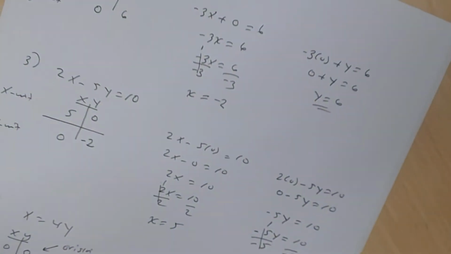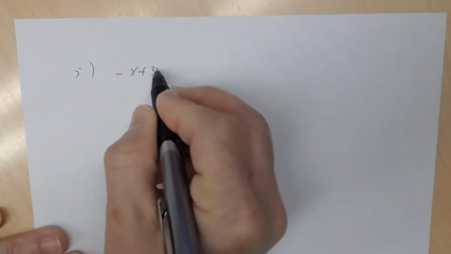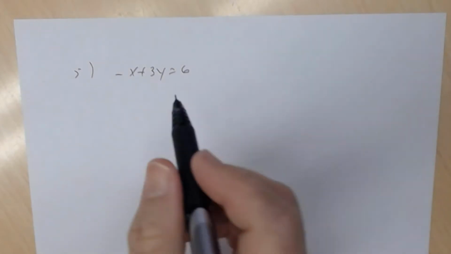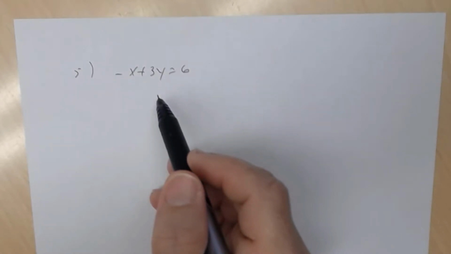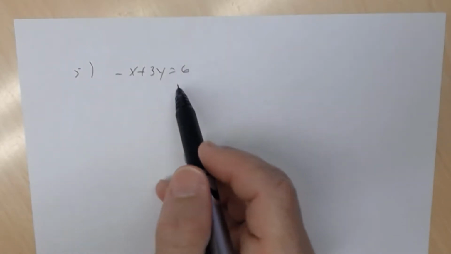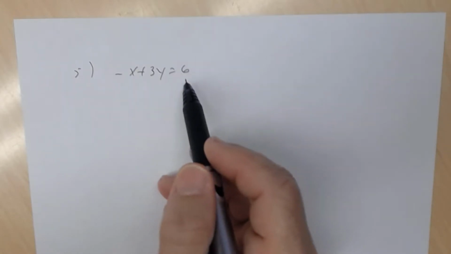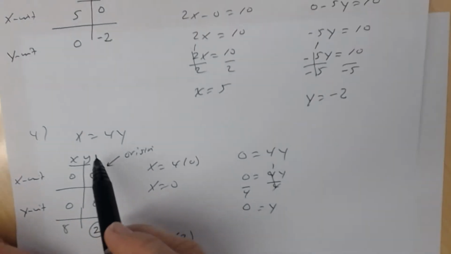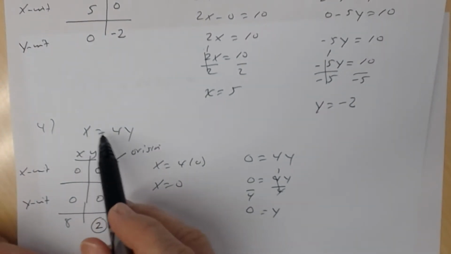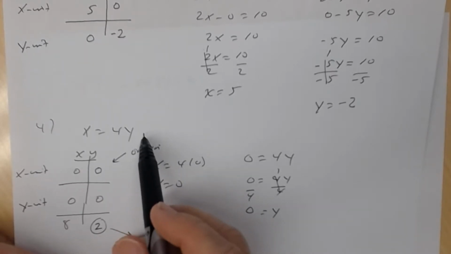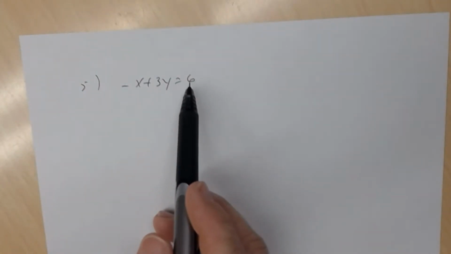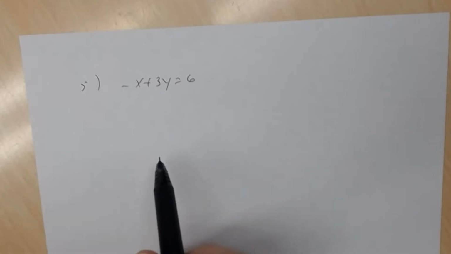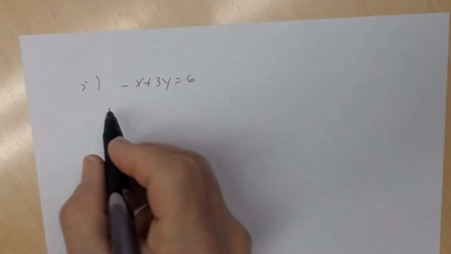Okay. So let's look at number 5. You have negative x plus 3y equals 6. So let's talk about what we just said. The question I'm going to ask is this: will the x and y-intercepts be the same point? The answer should be no, because there is a constant listed here other than 0. Here, there was no constant that you physically saw. You didn't see a plus 1, you didn't see a minus 3, anything like that. But here you see a constant, that constant 6, so the x-intercept and the y-intercept will be two different points. All right, so let's find them.